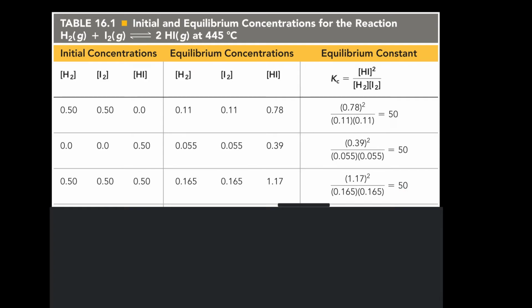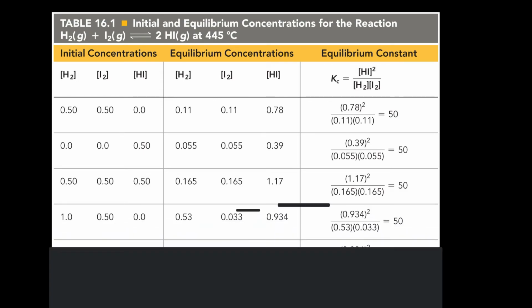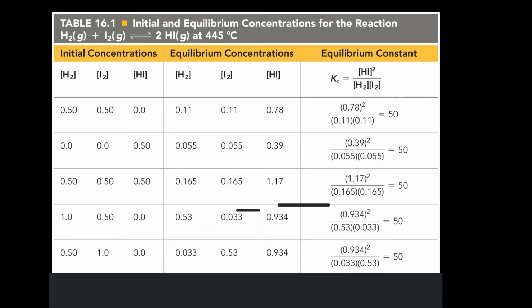So that's pretty awesome, right? No matter what we do, no matter where we start, and there's a couple more rows, we end up with concentrations that ratio to give us a consistent value of, in this case, 50. And equilibrium constants, by the way, are constants, but they're constants at a particular temperature. So if you do all these reactions at 445 degrees C, this ratio of products over reactants will always come to be the same value of 50. Pretty awesome. So here's one for you to try.